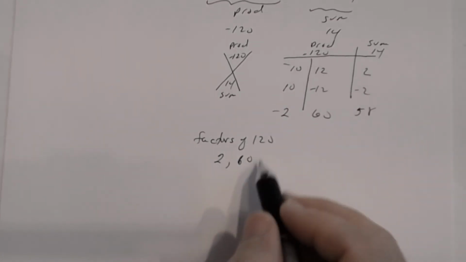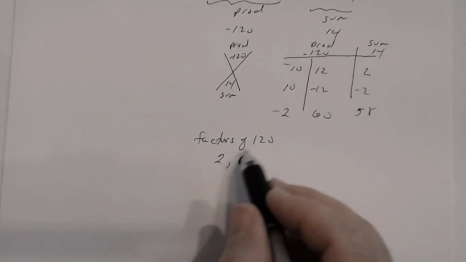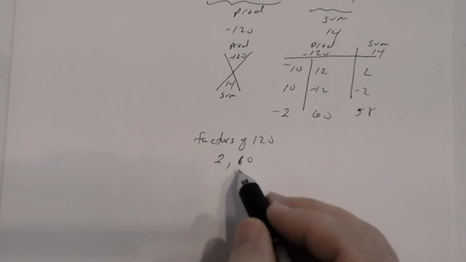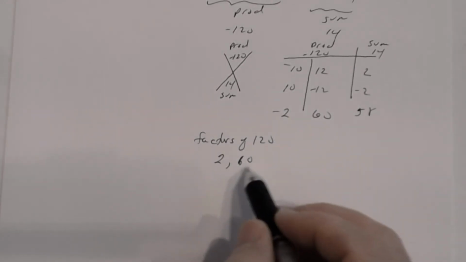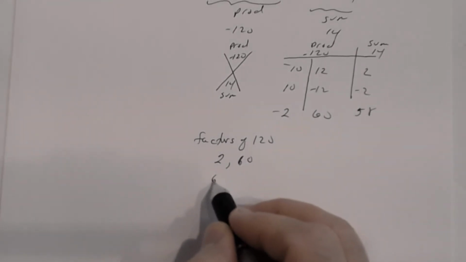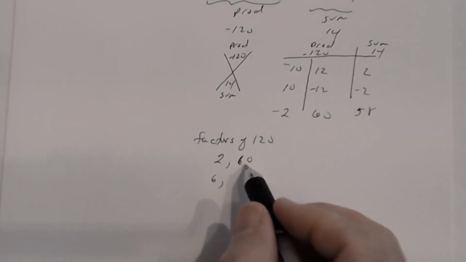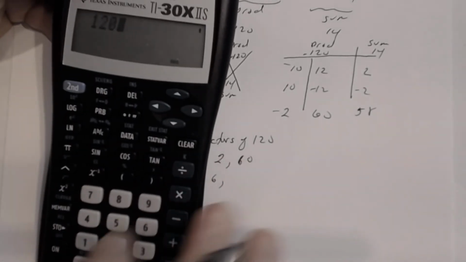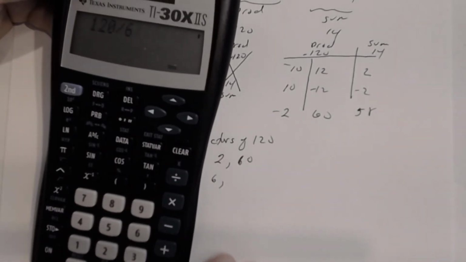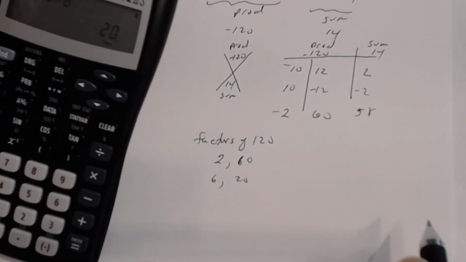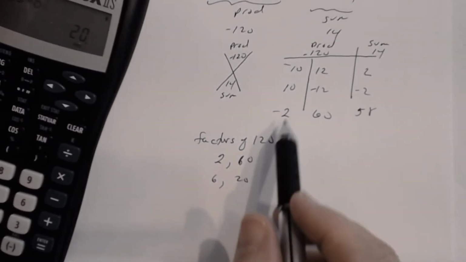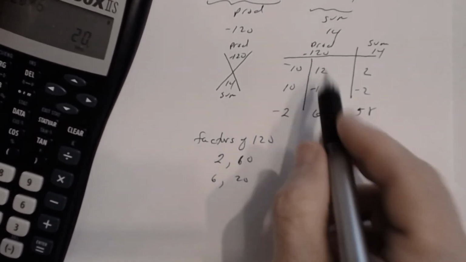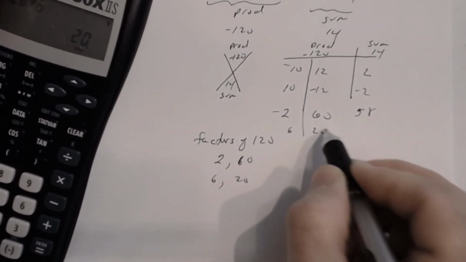But then what I would do, once I get that 60, is ask myself, okay, what are factors of 60? Well, the factors of 60, let's say 10. We already have 10. Let's say 6. Now, if 6 goes into 60, then that means that 6 goes into 120. So 120 divided by 6 gives me 20. So 6 times 20 is 120. But remember, I want negative 120. So I'm going to put 6 and 20 here.